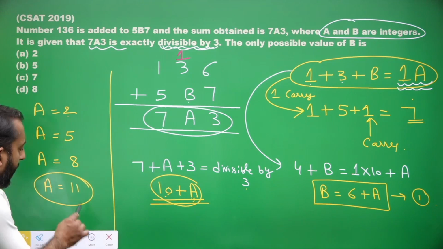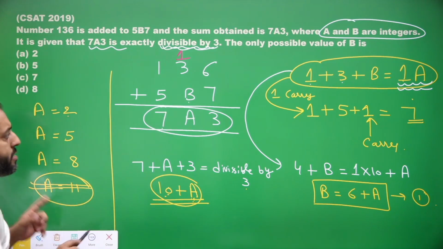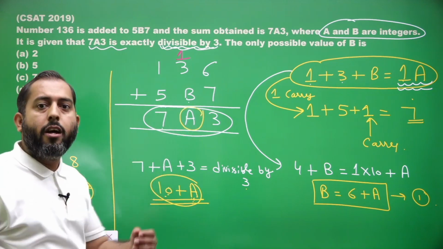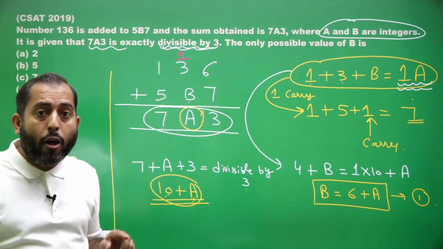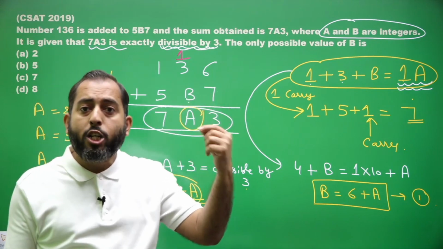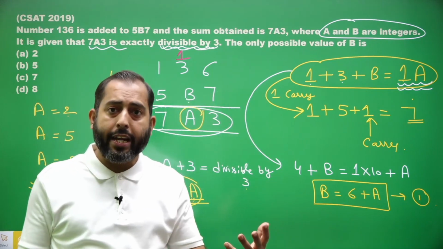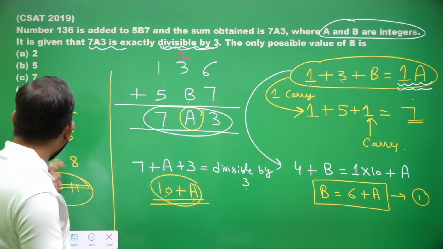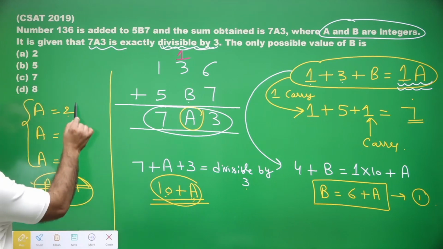No, a cannot be a two-digit number, because a is the tens digit of the result, and the tens digit of any number can be 0, 1, 2, 3, 4, 5, 6, 7, 8 and 9. It cannot be more than 9. So that is why these are the only possible values that a can take.